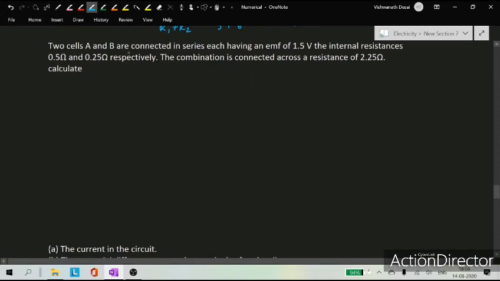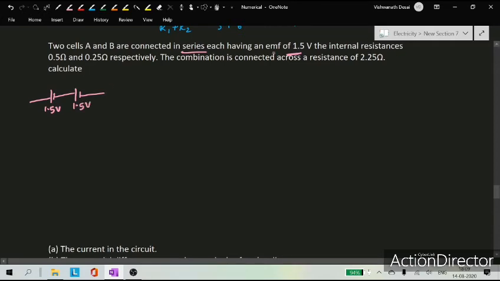Two cells A and B are connected in series. Okay, I can write the diagram first. Two cells, one is here and one more cell. Both are connected in series. Each having an EMF is given 1.5 volt, right? 1.5 volt.